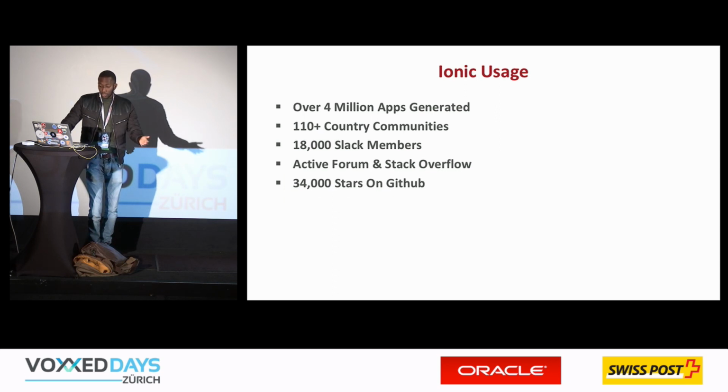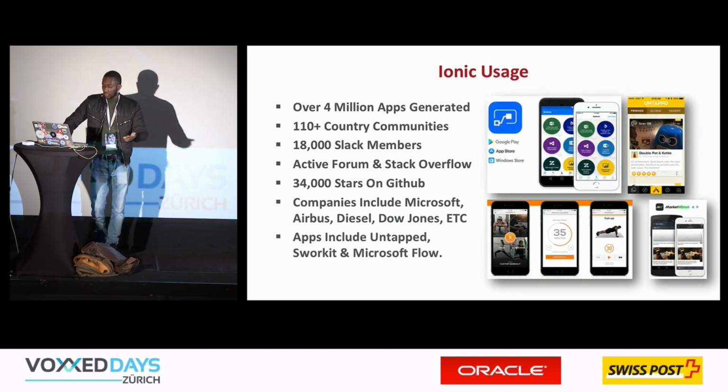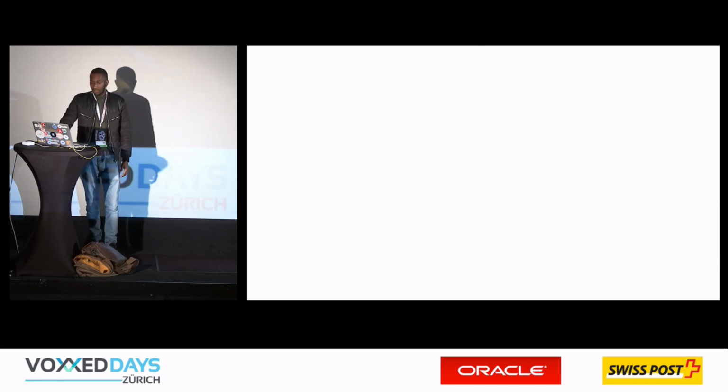We have more than 34,000 stars on GitHub, and feel free to commit and send a pull request. Companies like Microsoft, Dow Jones, SworkIt, and even the NHS all use Ionic to build their applications. I think if Microsoft uses it, we can safely say that, yes, okay, this is pretty ideal now.